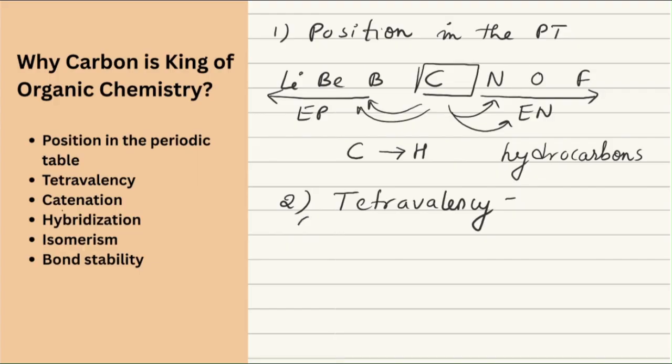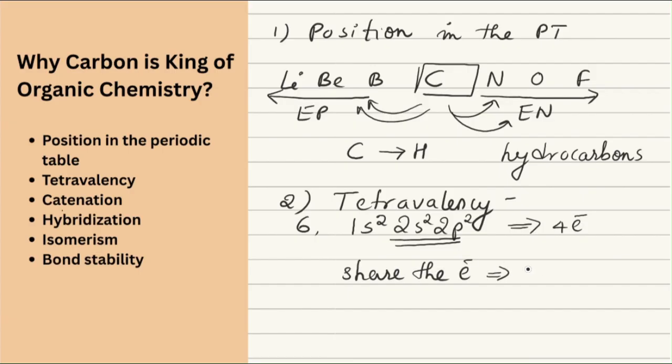The atomic number of carbon is 6 and its electronic configuration is 1s2, 2s2, 2p2. In the valence shell, you can see that there are 4 electrons. It's not easy to give up 4 electrons or take 4 electrons. Rather, it tries to share the electrons.